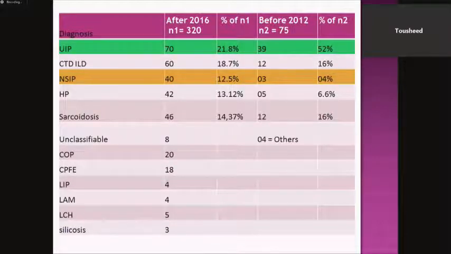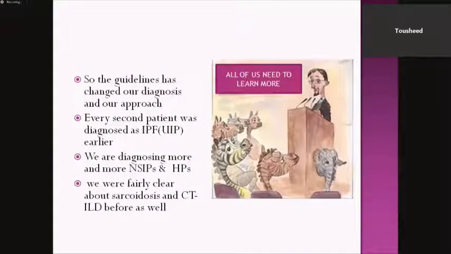And hypersensitivity pneumonitis also has jumped to almost double, around 13.12%. So this is how I feel. And of course, the CPFE entity was not there, though we have found 1 or 2 cases of COPD with ILD before 2012. And we have diagnosed more and more of COP after 2016. So definitely the guidelines have changed our approach, our diagnoses have changed. Every second patient was diagnosed as UIP, now I think every 4th patient is diagnosed as UIP, and we are diagnosing more and more NSIPs and HPs nowadays. And we were fairly clear long back about sarcoidosis and CTD-ILD.